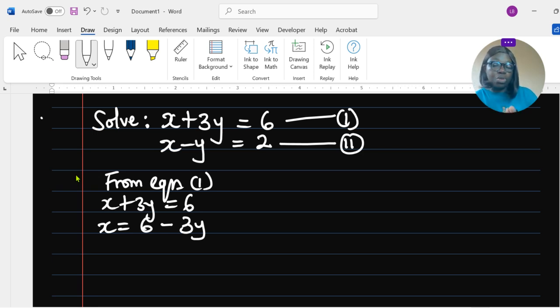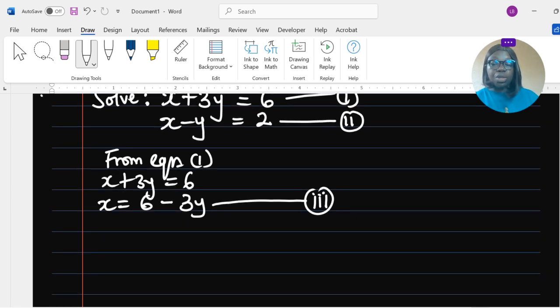Now, x is equal to 6 minus 3y. This is another equation. We will call it equation 3. So from equation 1, we have been able to form equation 3. Now, we're going to substitute the value of x in equation 2. We're going to use equation 2 now to find the value of y. I hope you understand that.